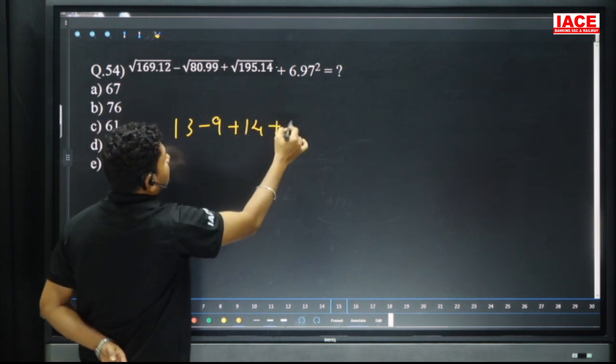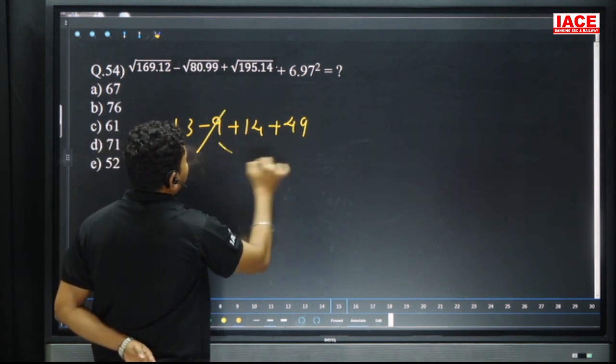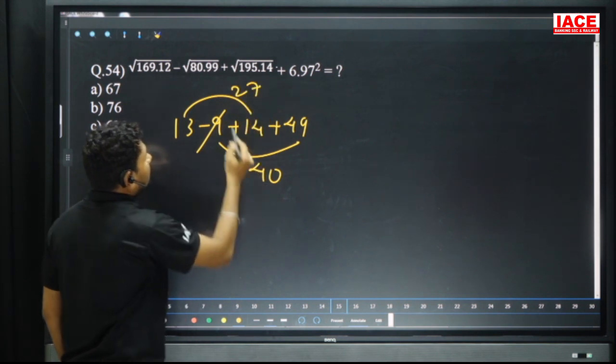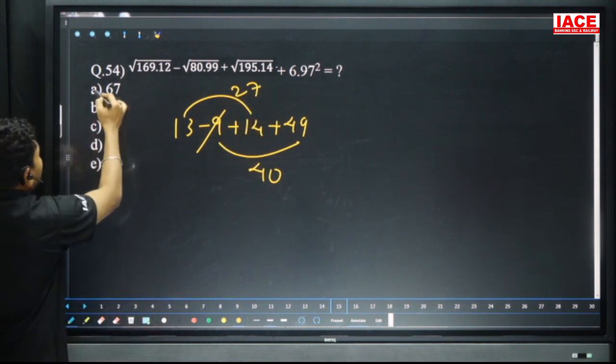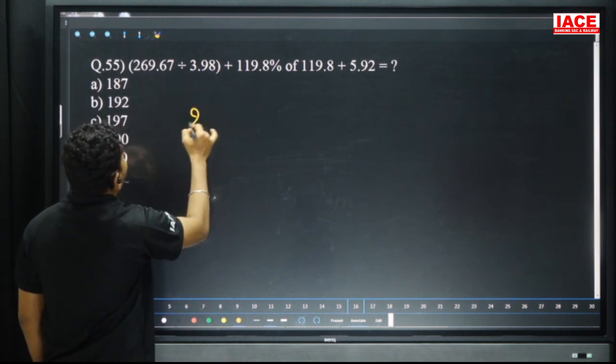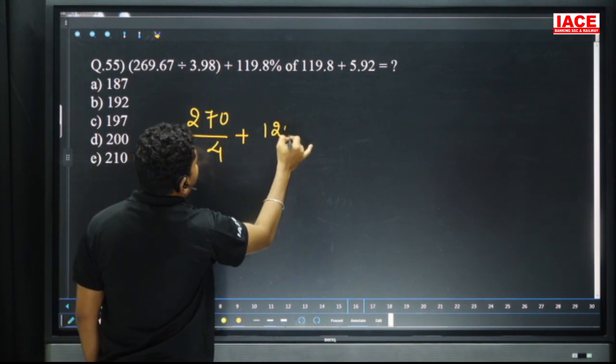Next, root of 169 is equal to 13 and 9 plus 196 we can write 14 and 6 by 9 square. 9 square value is 49. From 49, 9 will be removed, we will get the result 40 and 30 plus 14 which is 27, 40 plus 27 which is equal to 67. Our option is A.